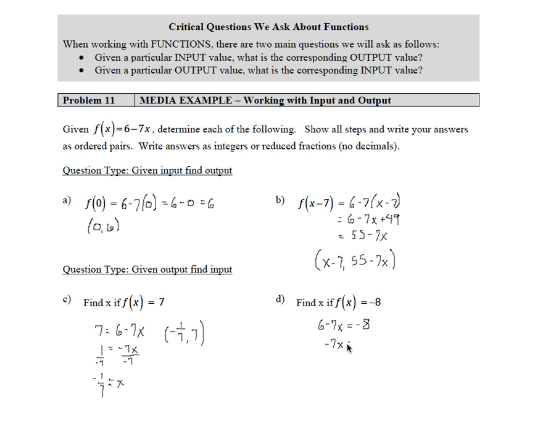So if I subtract 6 from negative 8, I get negative 14 on the right-hand side. Divide both sides by negative 7. That leaves me with x equals 2. And my ordered pair here is 2, negative 8.